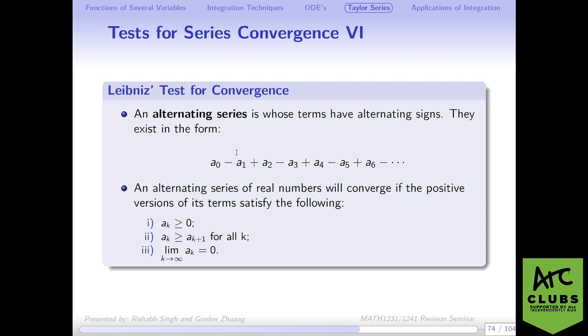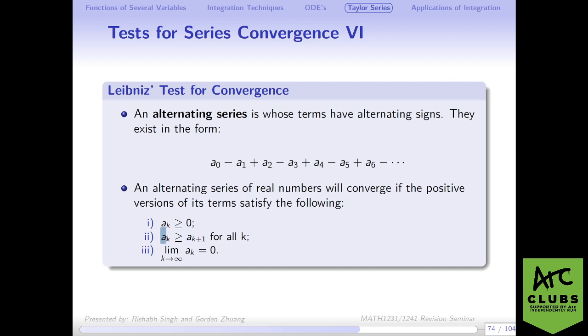And if we have this series, then we test for it using Leibniz's test for convergence. This test has 3 conditions. Firstly, if we ignore these minuses and pluses, these terms all have to be greater than or equal to 0. This is just saying that it's actually alternating, and doesn't just have some positive and some negative terms.